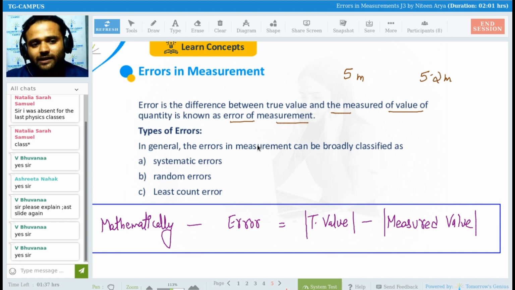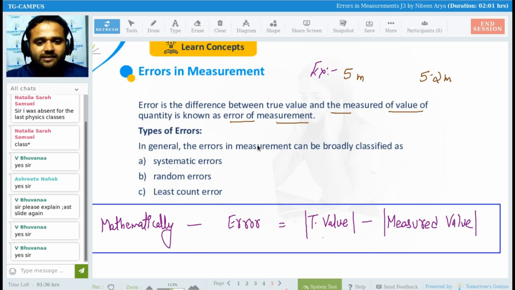Then the error is going to be negative. So to make it positive, we apply this mod sign. But in general, error can be positive, error can be negative, error can be 0. Clear? Why so and how so? If the measured value is exactly equal to the true value, it is 0. If the measured value is lower than the true value, it is going to be positive. And if the measured value is higher than the true value, like in this example, then it is going to be negative.